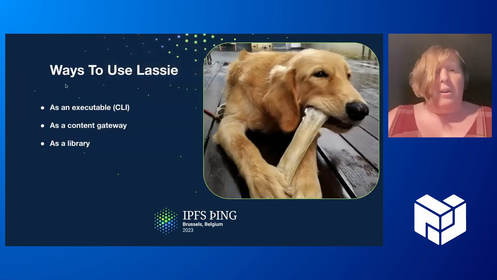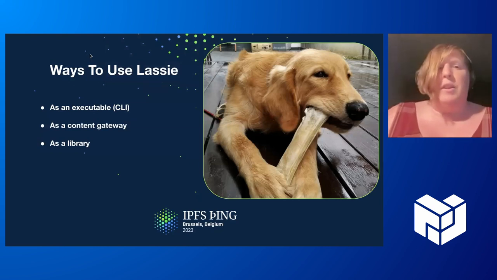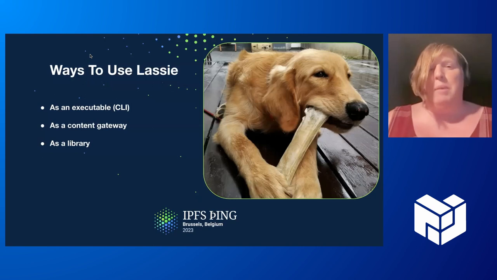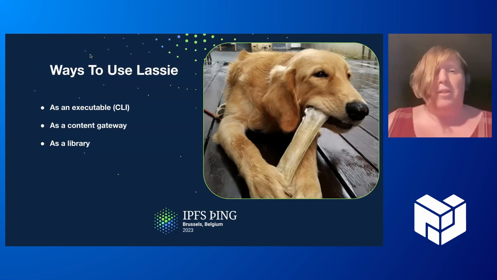So how do you use Lassie? We've designed Lassie from the beginning with basically three main ways to use it. The first is as a command line executable tool. You can download Lassie already compiled and ready to go and just run it immediately to fetch data. We try to design it like a Unix command, so you can pipe it and compose it with other things. And I'll show you how that works in a moment.